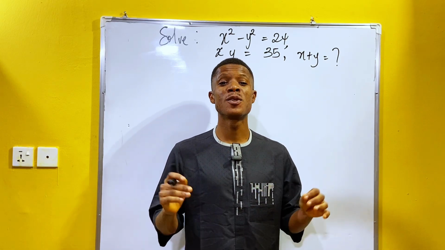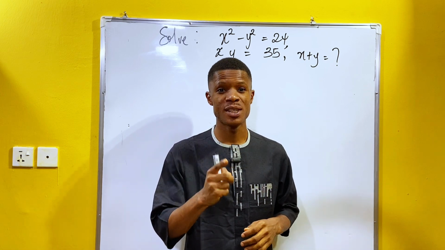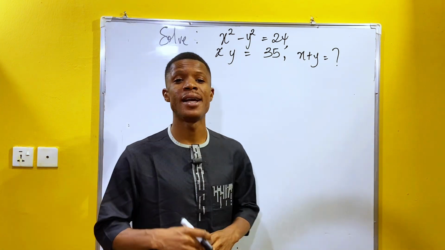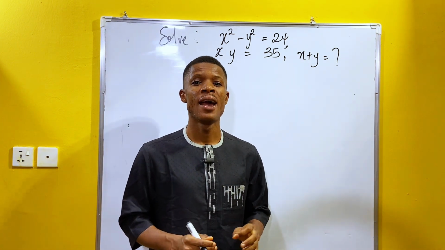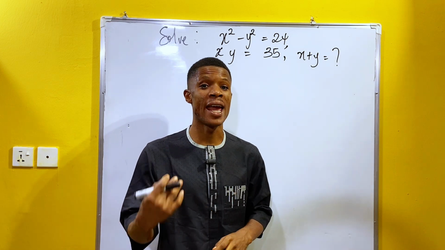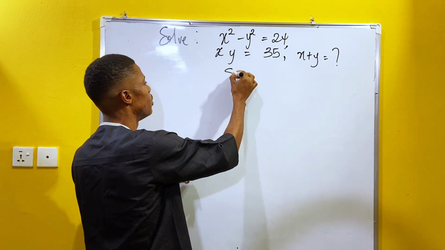In this video, we'll be solving a wonderful Olympiad mathematics question. Please trust me, this is very easy. We are told that x squared minus y squared is 24 and xy is 35. We are told to find x plus y. To do that, we should write what?